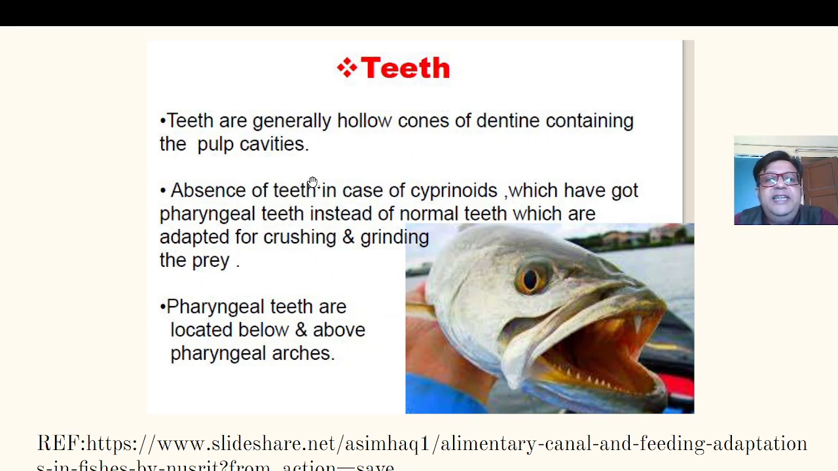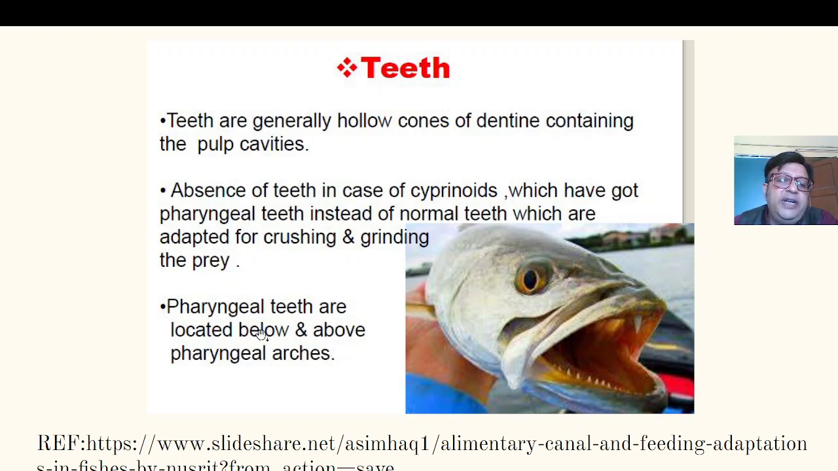The teeth are generally hollow cones of dentine containing pulp cavities. So in the cyprinoids, like Labeo rohita and Catla, there is absence of teeth. Instead, inside the pharynx there are 3 structures, 3 pharyngeal teeth are present. You see one edge of this is serrated, and that is the pharyngeal teeth. So all biting takes place inside the throat, in the pharynx. They don't have teeth outside. Outside you can touch, it is smooth.